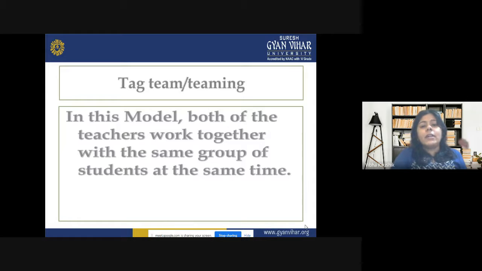Now, team teaming. In this model, both of the teachers work together with the same group of students at the same time. Means in that model, both the teachers are working at the same time with the same group of students.